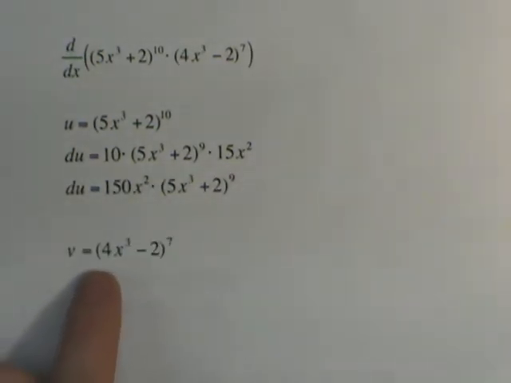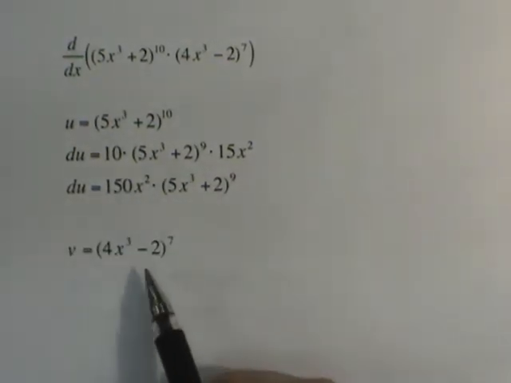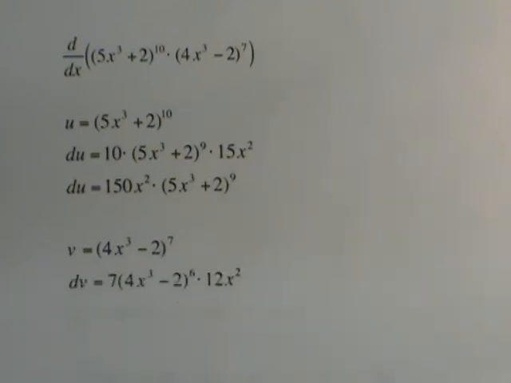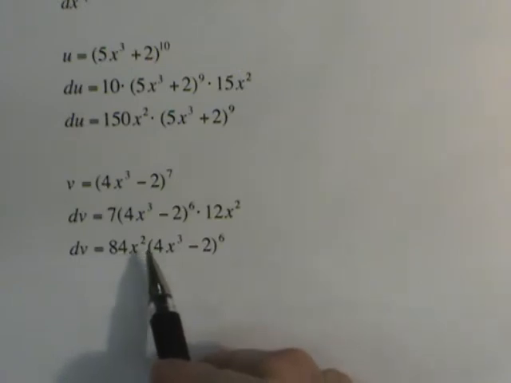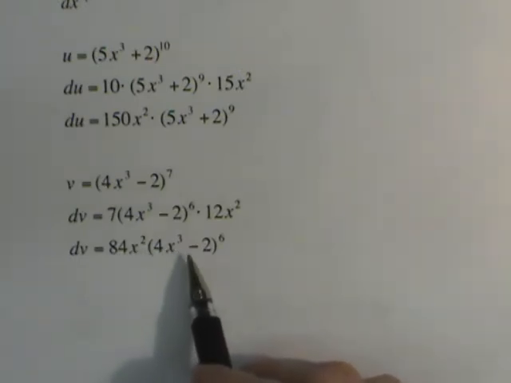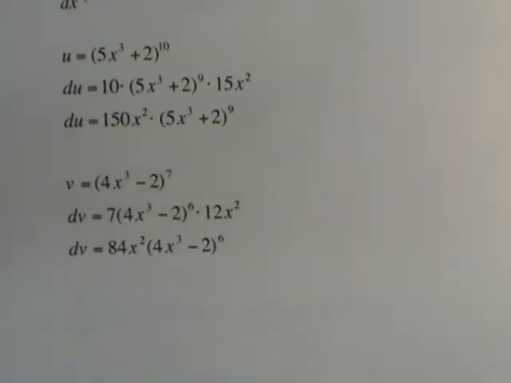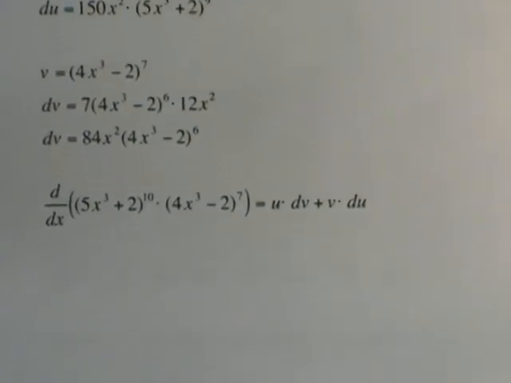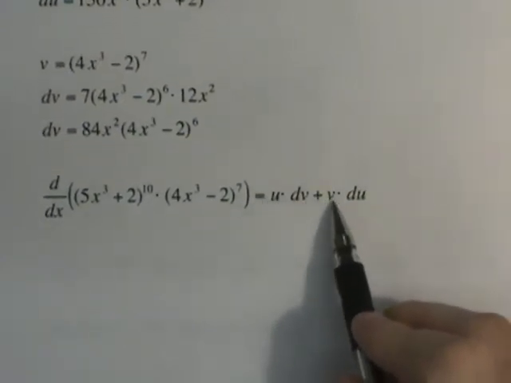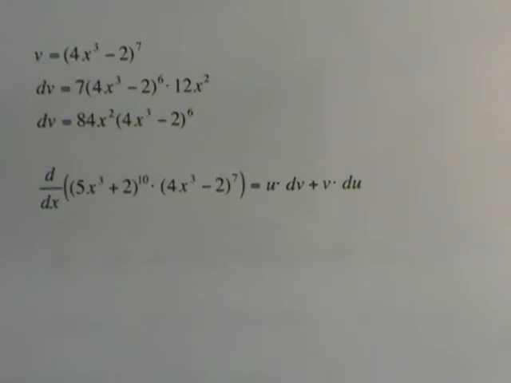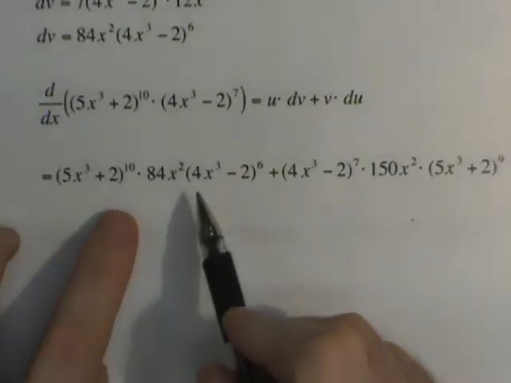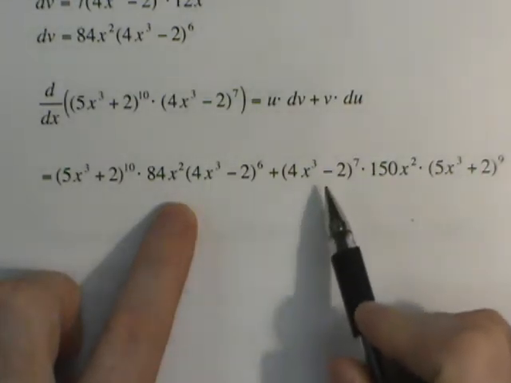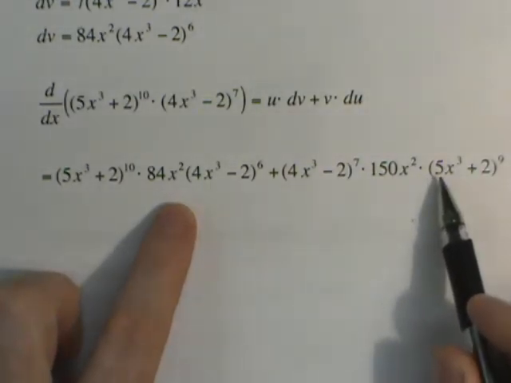I have a v that is 4x cubed minus 2 raised to the 7th power. When I take the derivative for that, I get this 84x squared times the quantity 4x cubed minus 2 raised to the 6th. I apply the u dv plus v du idea. And as I apply that, we have our u dv plus v du.